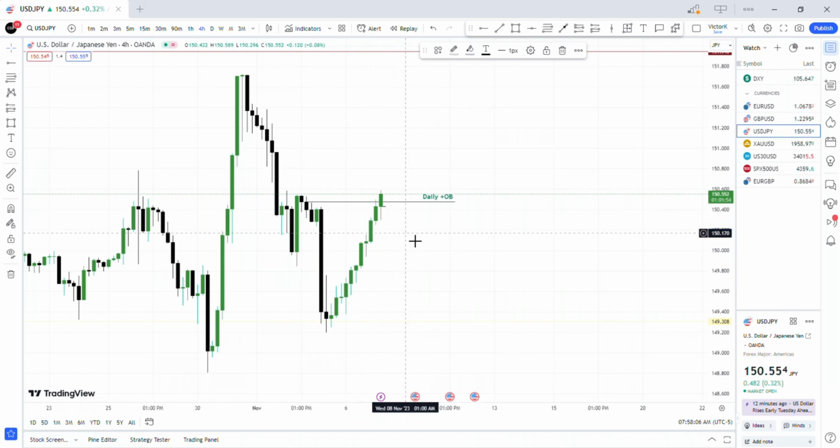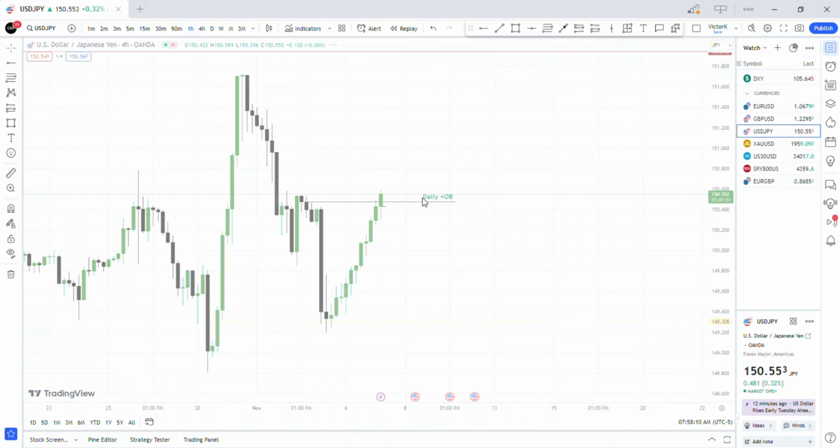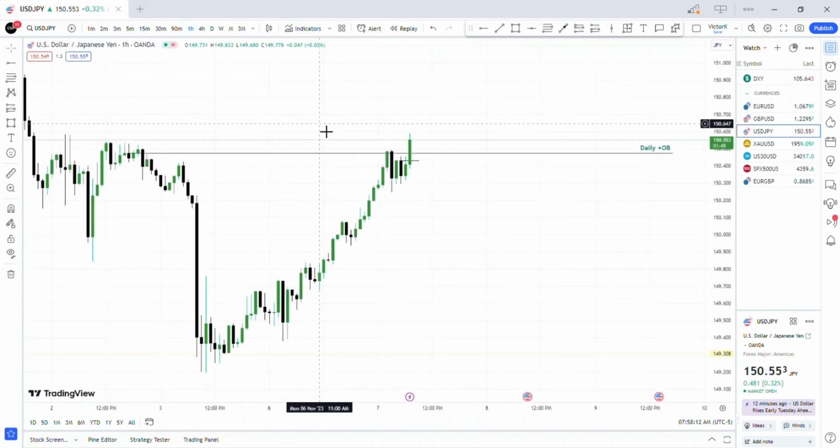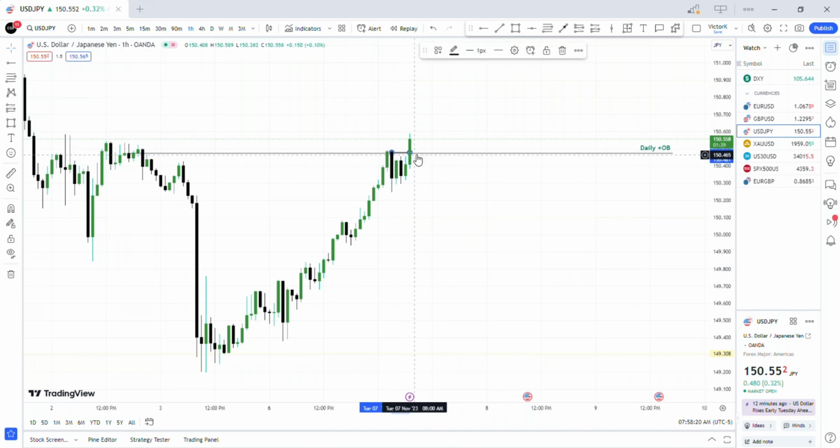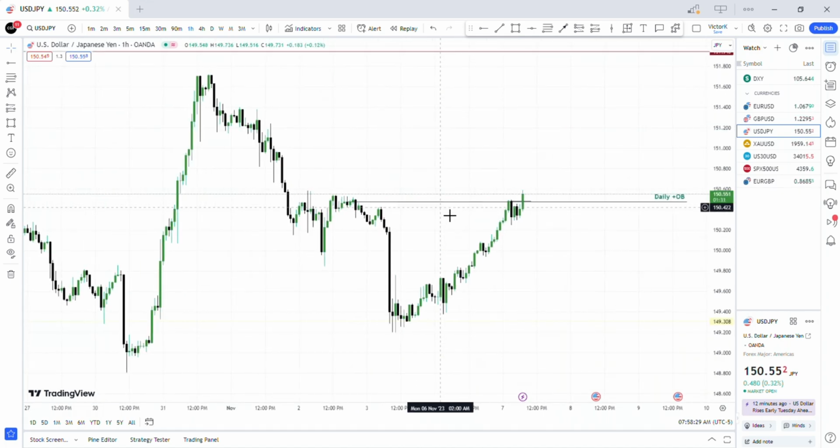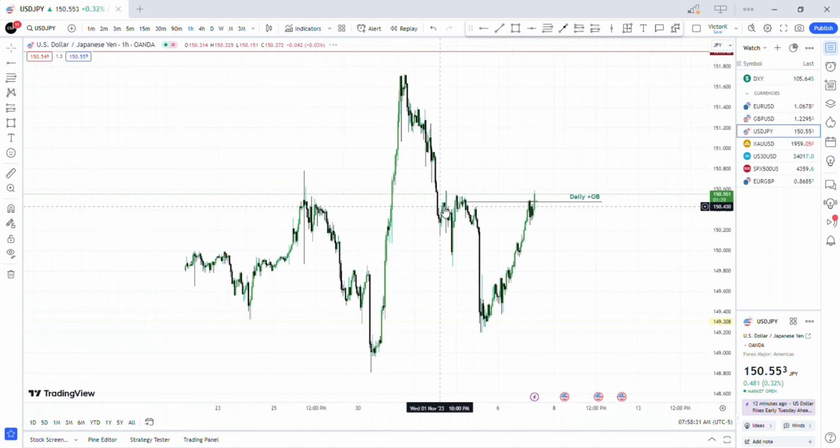So I'll just delete this fair value gap annotation. I will go down to the 1-hour chart, and we can now look at this other block here first, but also this main one as a support for us to buy. So if price comes down in here, look for opportunities to buy USDJPY.